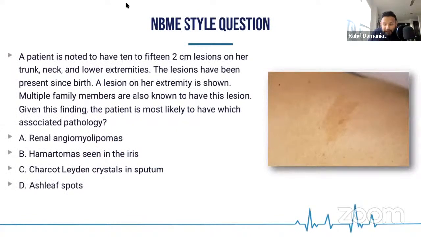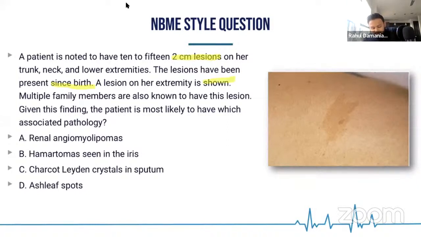Let's move on to our next question here. A patient is noted to have 10 to 15 2-centimeter lesions on her trunk, neck, and lower extremities. The lesions have been present since birth. A lesion on her extremity is shown.